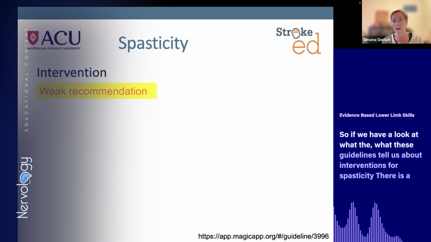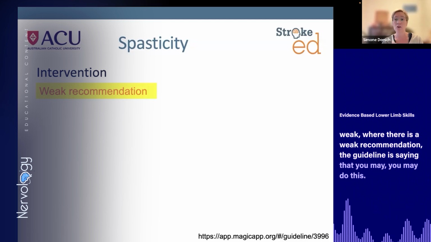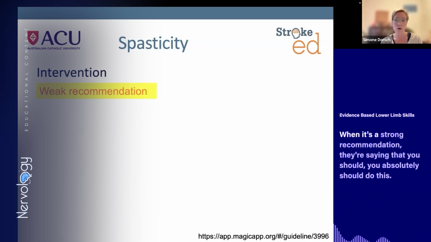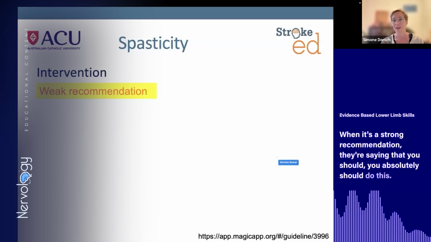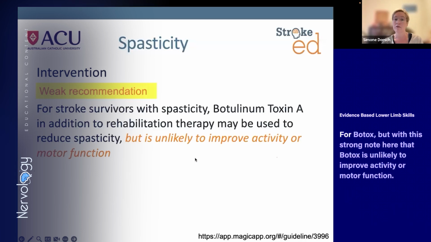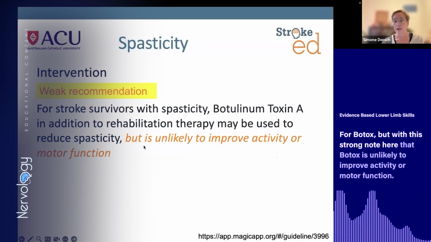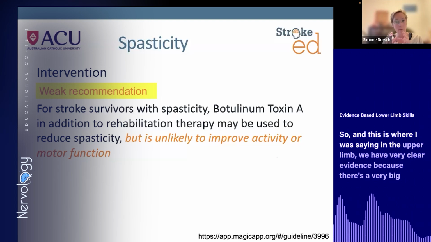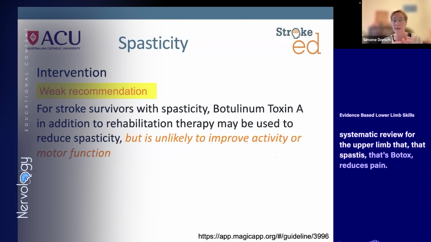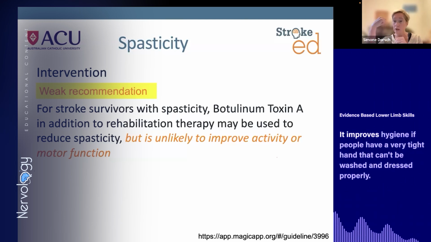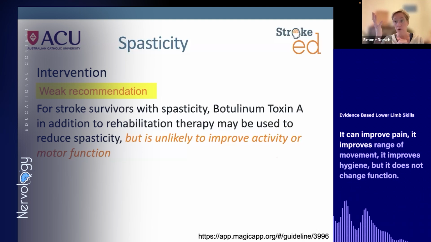If we have a look at what these guidelines tell us about interventions for spasticity, where there is a weak recommendation, the guideline is saying that you may do this. When it's a strong recommendation, they're saying that you absolutely should do this. So they have a weak recommendation for Botox, but with a strong note that Botox is unlikely to improve activity or motor function. This is where, in the upper limb, we have very clear evidence, because there's a very big systematic review, that Botox reduces pain. It improves hygiene if people have a very tight hand that can't be washed and dressed properly. It improves range of movement, but it does not change function.